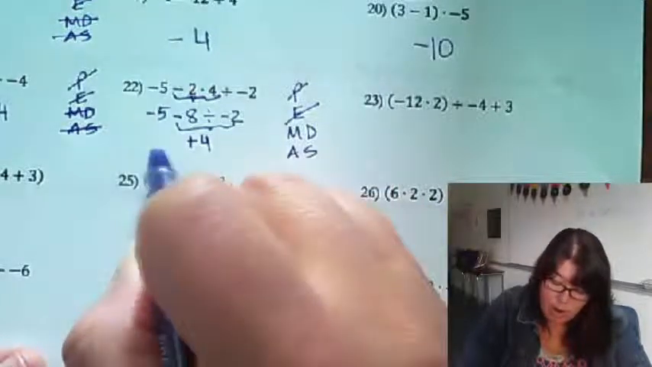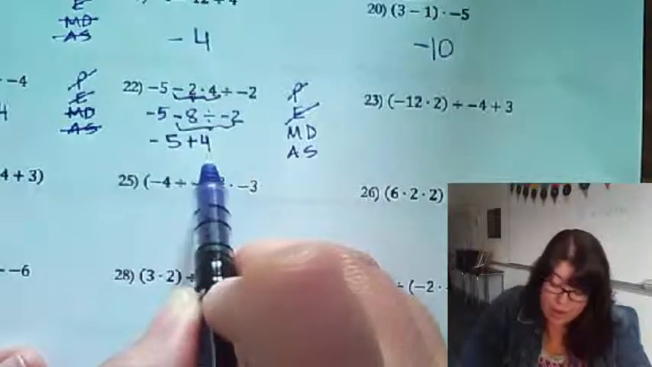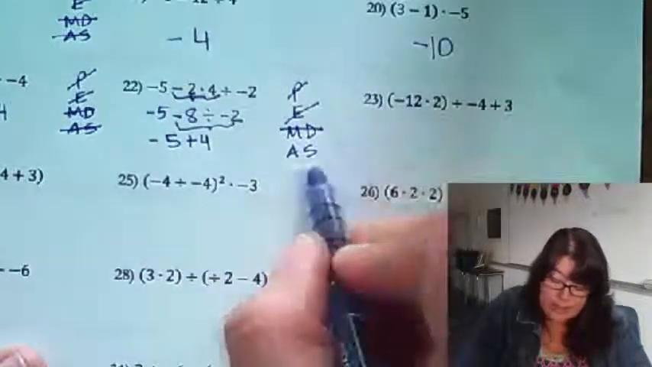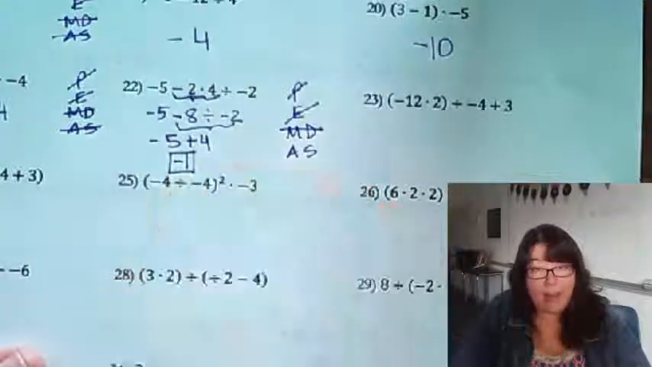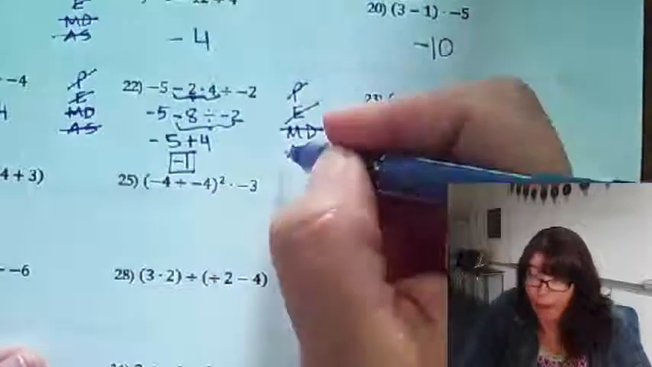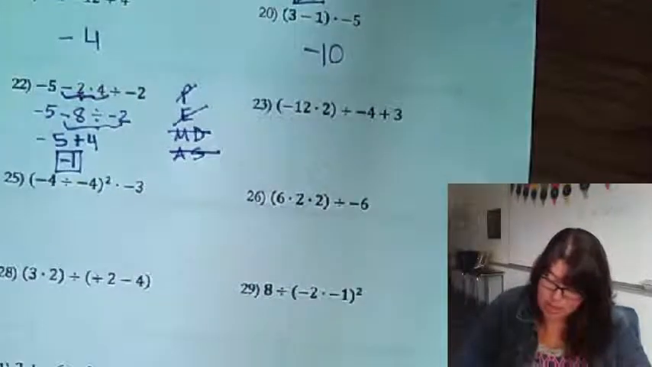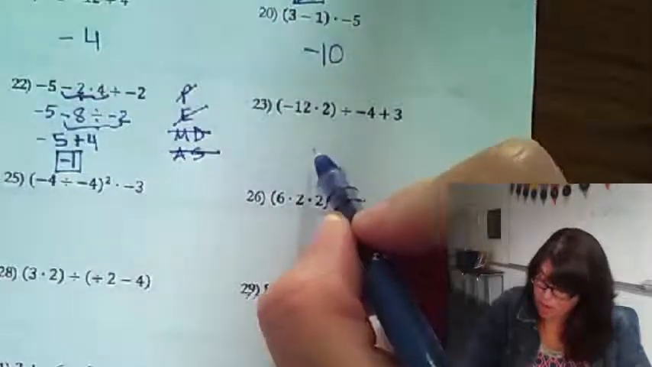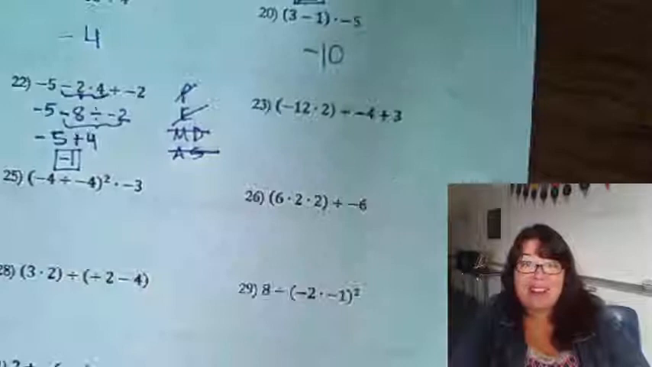Bring down the rest of my problem and check to see. Any more multiplication or division? Nope. So I'm done there. Now I can add or subtract. -5 and +4 gives me a -1. And I'm all set. Addition and subtraction, done. All right, so why don't you take a look at number 23. Tackle this one on your own and see how you do. And then we'll do 24 together when you come back.